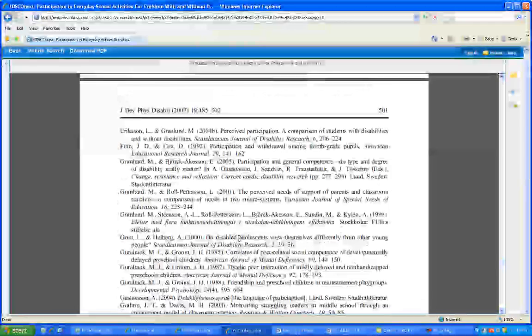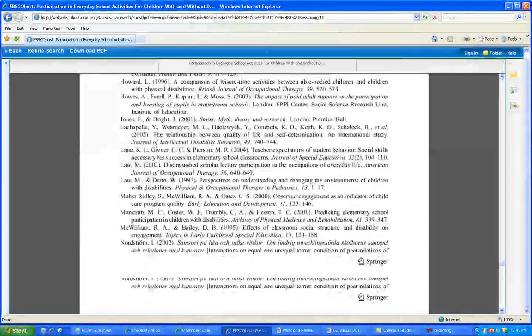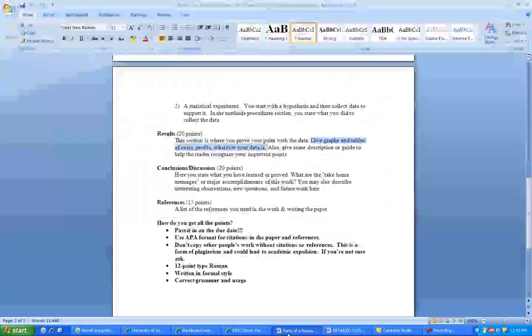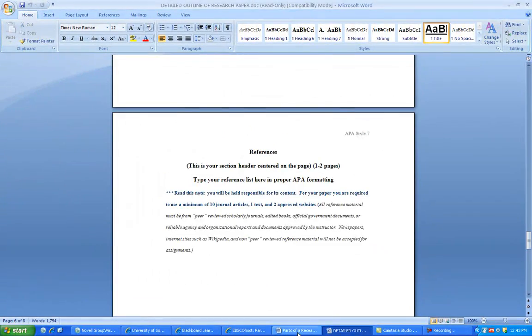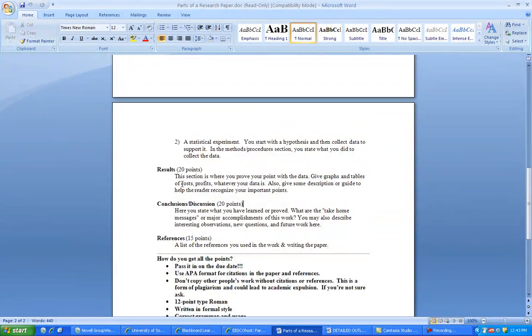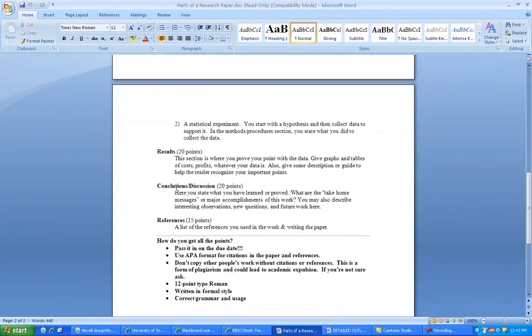And so you can see quite a few. All right, now I don't expect this many. So you can try to get as many as you can. I know it says 10 in here. Try to get as many as you can. So those are the references. 15 points for the references, 20 for the conclusion, 20 for the results, and you can read the rest there.